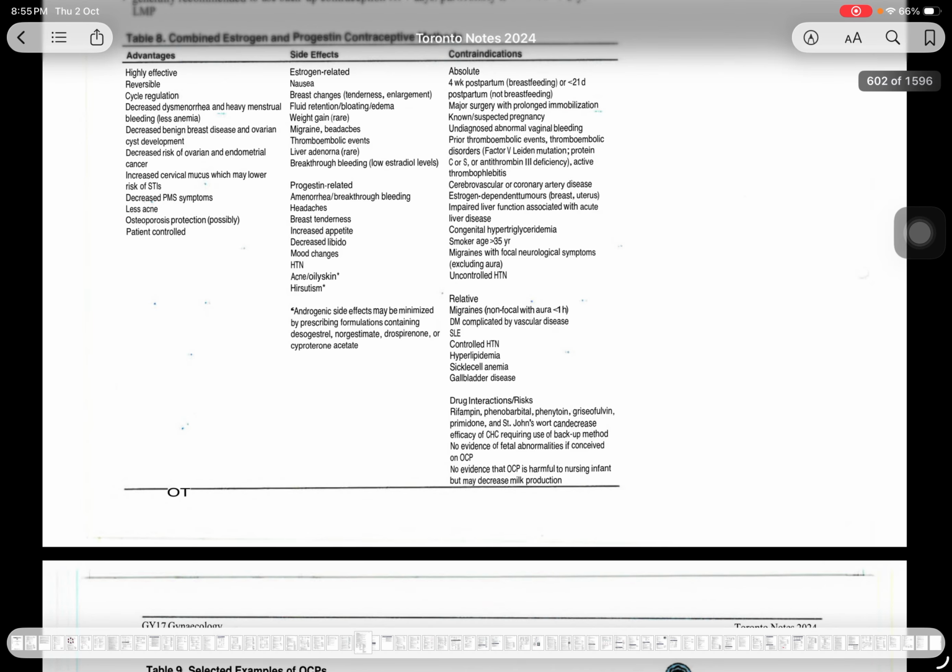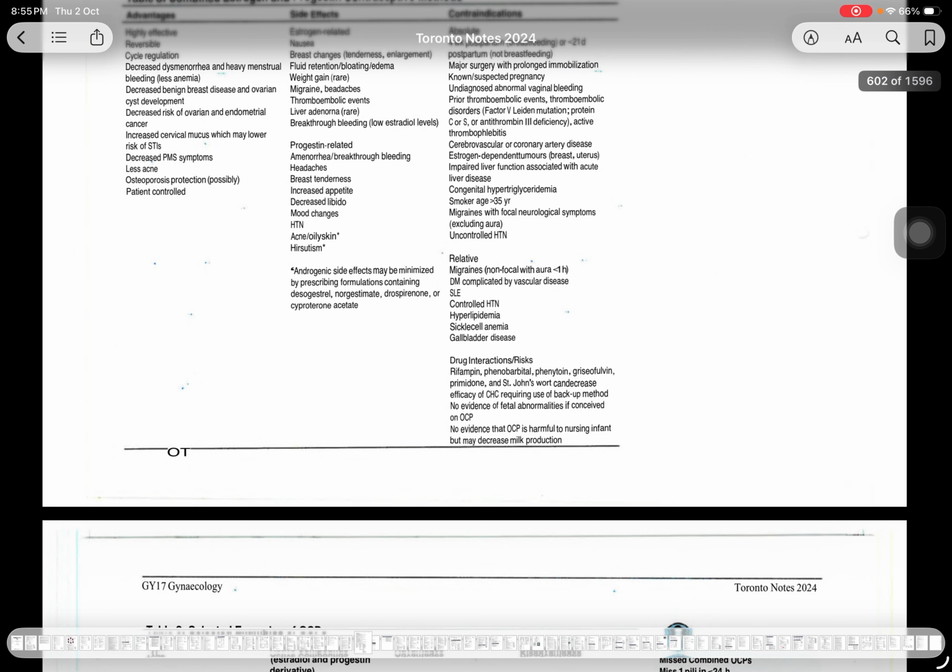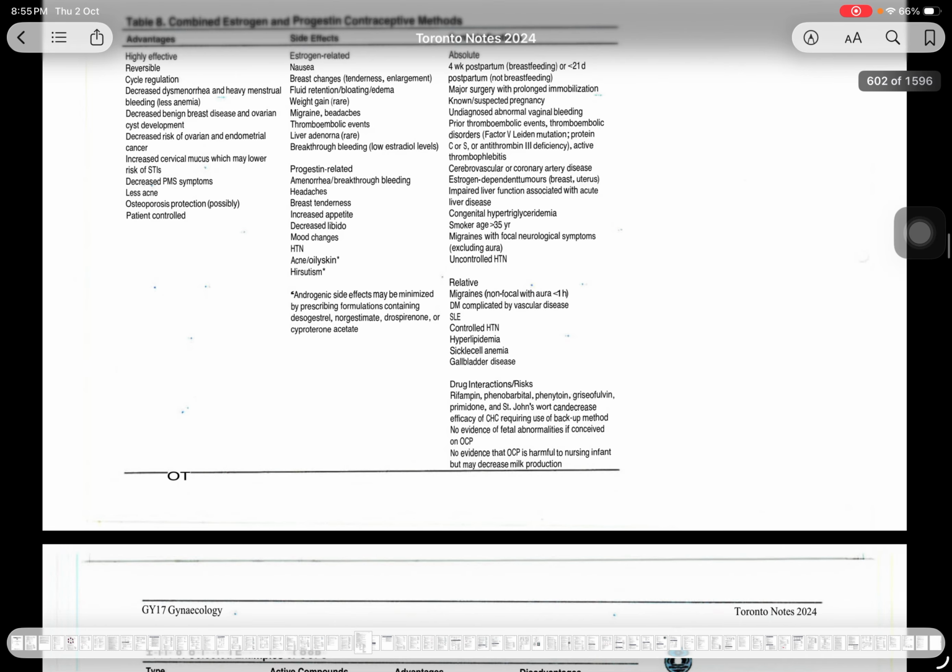Estrogen dependent tumors like breast and uterus tumor, impaired liver function associated with acute liver disease, congenital hypertriglyceridemia is another one. Smoker more than 35 years. Migraines with focal neurological symptoms excluding aura, or uncontrolled hypertension. So you see the most common ones: smoker over 35 years of age, uncontrolled hypertension, migraines, liver disease, estrogen dependent tumors like breast and uterus tumor, cerebrovascular disease, coronary artery disease, bleeding disorders, vaginal bleeding, suspected pregnancy, major surgeries and immobilization, or 4-week postpartum. So do not use OCPs.